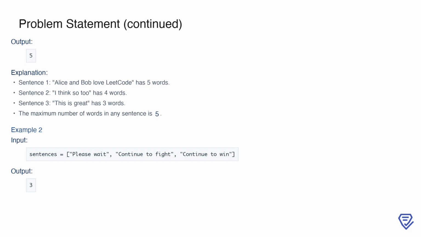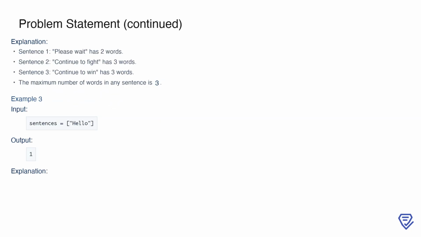Similarly, in the second example, we have 3 sentences: "please wait", "continue to fight", and "continue to win". The first sentence has 2 words, while the second and third sentences each have 3 words. The highest count here is 3, so the output in this case is 3.